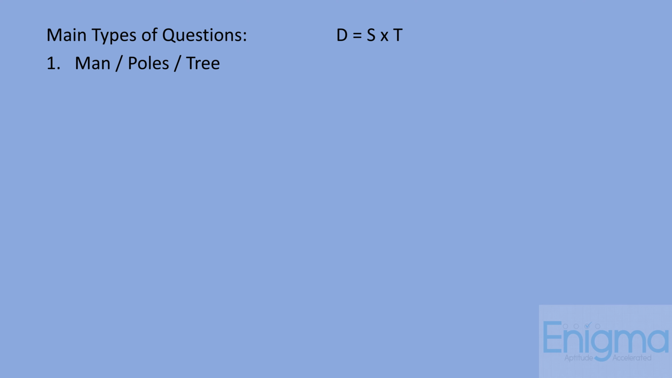Take a simple example of the first type. Now the basic formula remains the same, that is distance equal to speed into time. Now in the first type, always remember distance is equal to length of train. Let's check out the question.